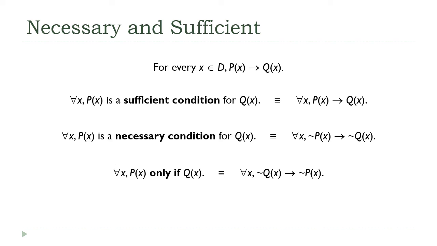So just looking at these real quick, a sufficient condition is: for all x, p of x implies q of x. A necessary condition again does like we've seen before. The "for all x" stays the same. We get the inverse here: not p of x implies not q of x. And finally, "only if" is not q of x implies not p of x. Same things we've seen before.